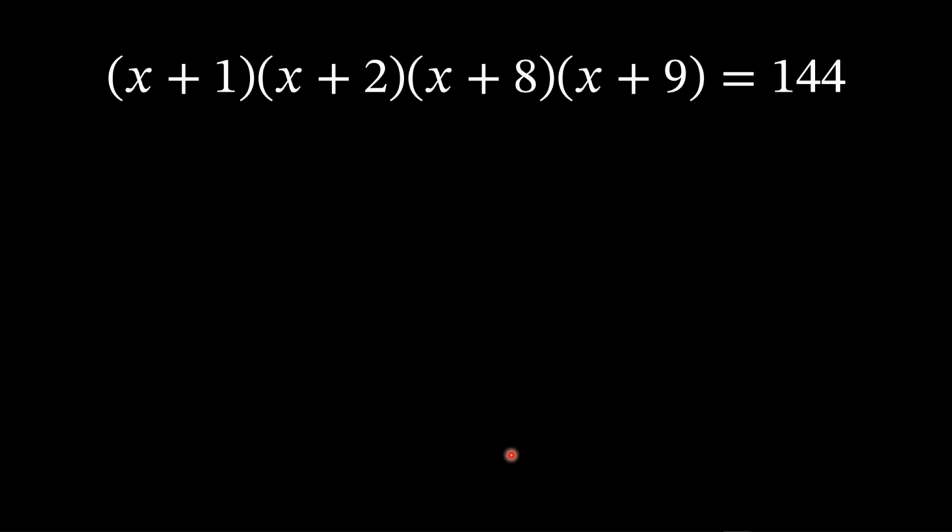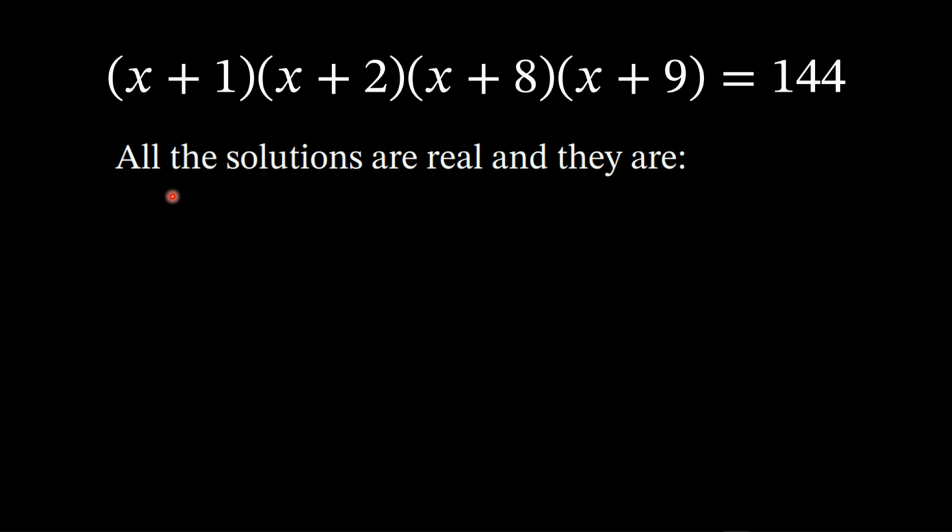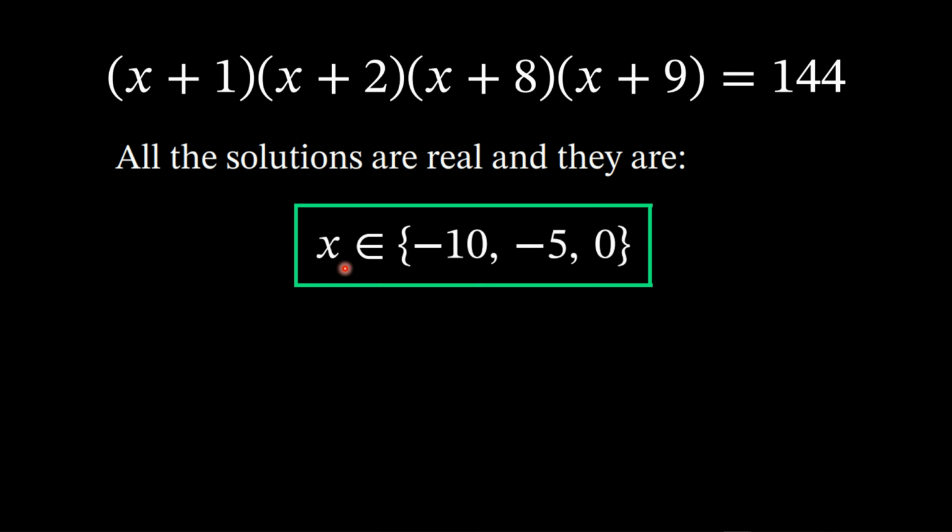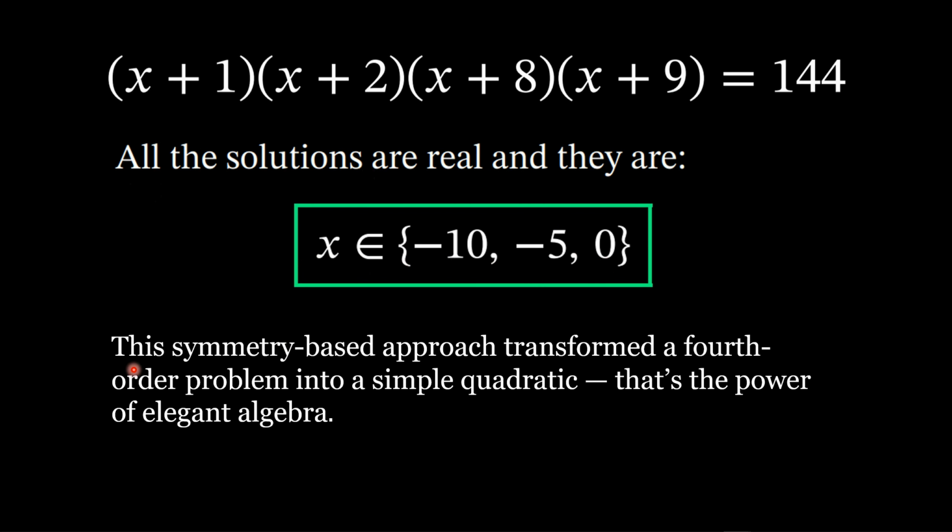Therefore, for this equation, x plus 1, multiplied by x plus 2, multiplied by x plus 8, multiplied by x plus 9, equals 144, we have 3 real solutions: x equals minus 10, x equals minus 5, and x equals 0, where x equals minus 5 is repeated, a double root. This symmetry-based approach transformed a fourth-order problem into a simple quadratic. That's the power of elegant algebra.